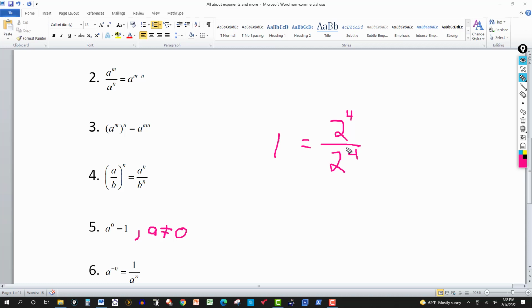Right? 2 to the 4th is 16. 2 to the 4th is 16. It's the same number, so we divide anything by itself, as long as we don't divide by 0, that's always going to come out to a 1. But now, if we follow the rule for number 2, when you're dividing powers of the same base, bring down the base, subtract the exponents. So 4 minus 4 is 0. And of course, we got this equal to 1 already by just dividing these out. So that tells me that 2 to the 0 equals 1. And that's how rule number 5 is obtained. Any number to the 0 power is 1.